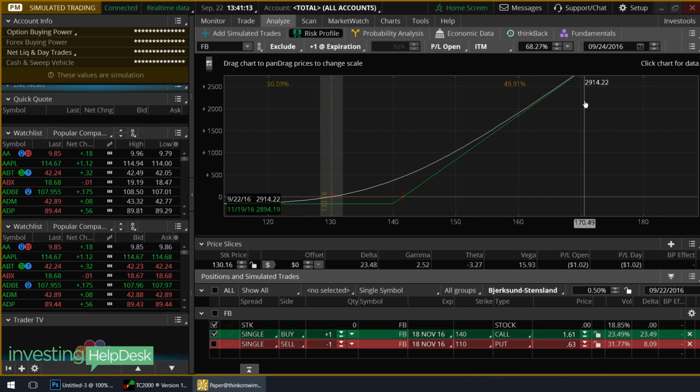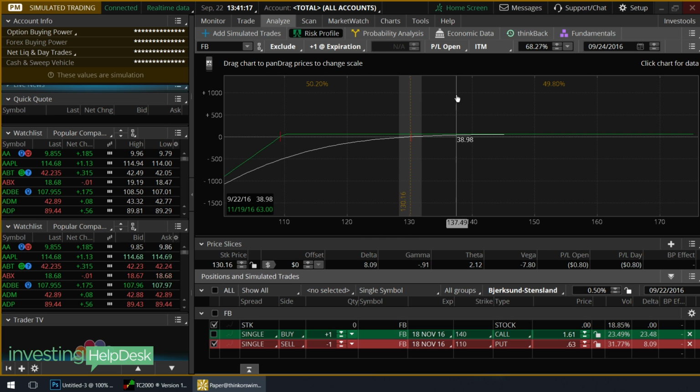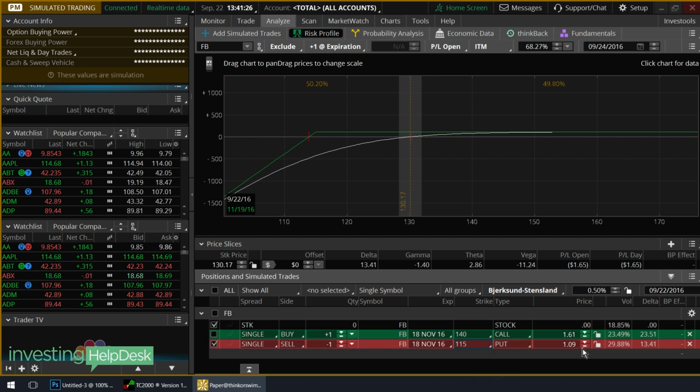Now, yes, you have unlimited profit potential, whereas on selling a put, you don't have unlimited profit potential. You're making your $63. Of course, I could tighten this up to, let's say, 115, and now it would be a bit more. It's based on what I'm selling, just like a business. Business makes money by selling things. So here, we're selling something at $1.09, giving me $109, but you also have, if it stands still, you're making money.